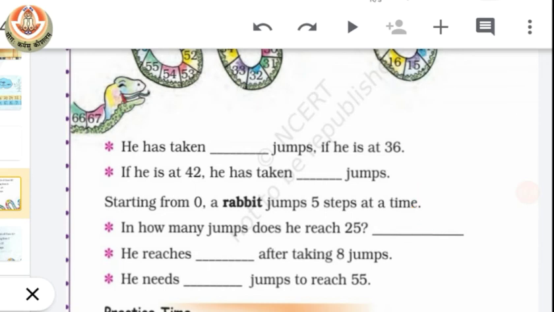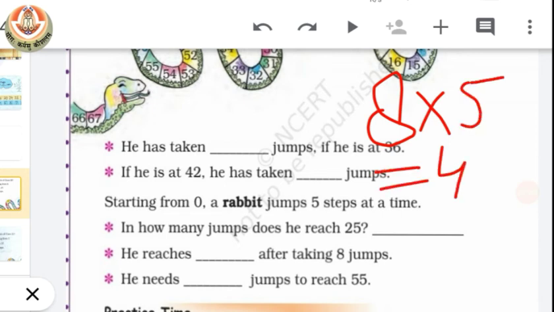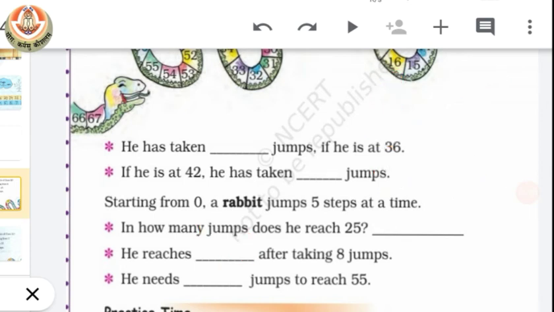Next is, he reaches dash after taking 8 jumps. See how many jumps? 8. And in one jump, a rabbit jumps 5 steps. That means the rabbit reaches 40 after taking 8 jumps. You have to understand where to divide and where to multiply. To find the number of jumps, you have to divide, and to find the place where the rabbit or frog will reach, you have to multiply.